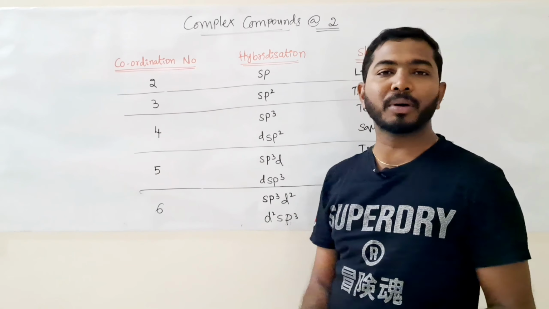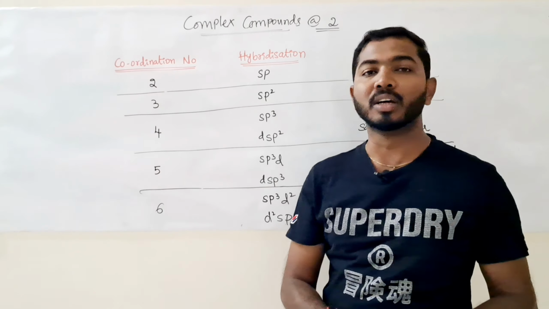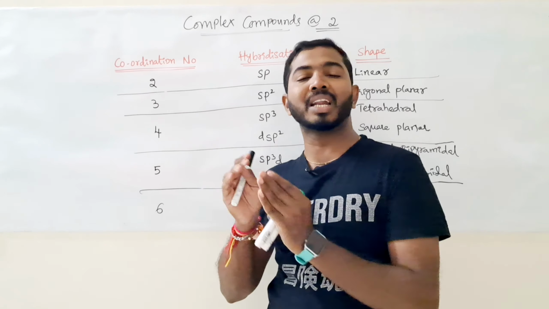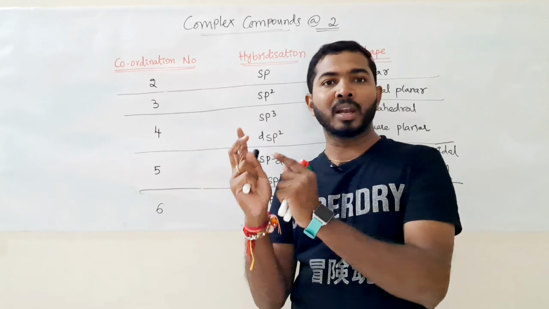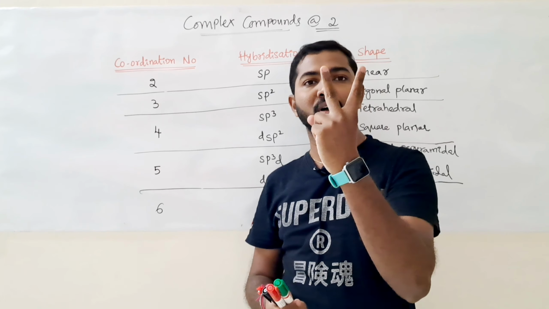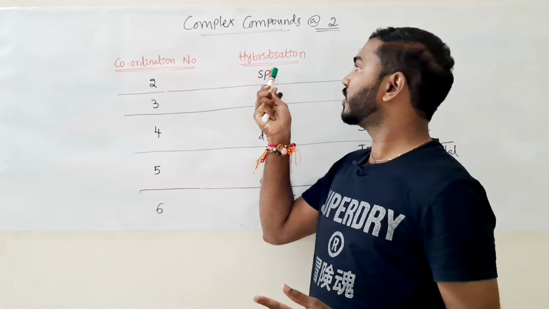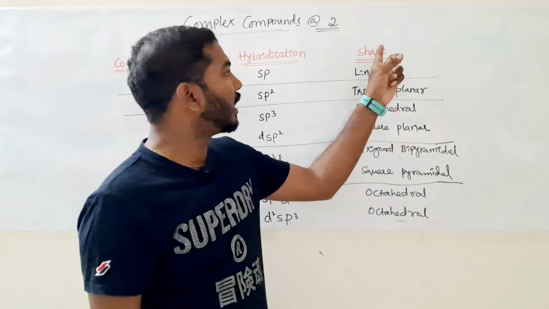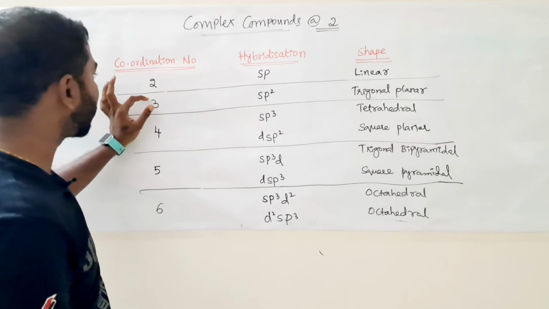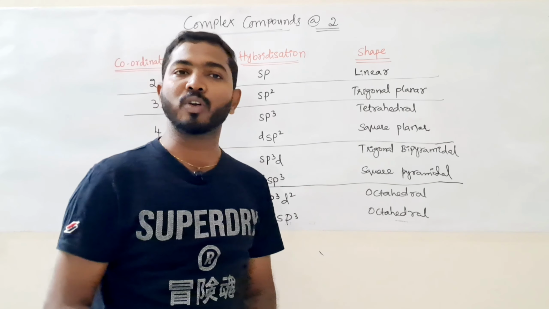If the coordination number is 2, then the possible hybridization is sp and the possible shape is linear. What does it mean? If we see coordination number 2 for a central metal atom in a complex, then we have two hybrid orbitals. They are s and p orbitals combined to give sp hybrid orbitals. Such hybridization is called sp hybridization and the shape is linear. Similarly, if the coordination number is 3, then the possible hybridization is sp2 and the shape is trigonal planar.